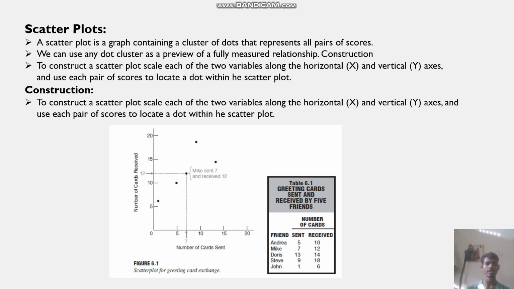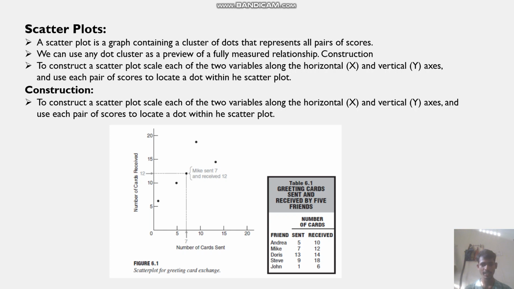Construction. To construct a scatter plot, scale each of the two variables along the horizontal and vertical axis and use each pair of scores to locate a dot within the scatter plot.